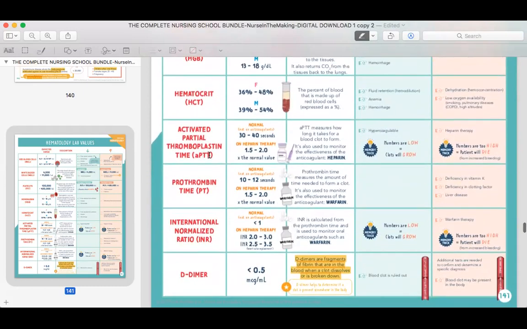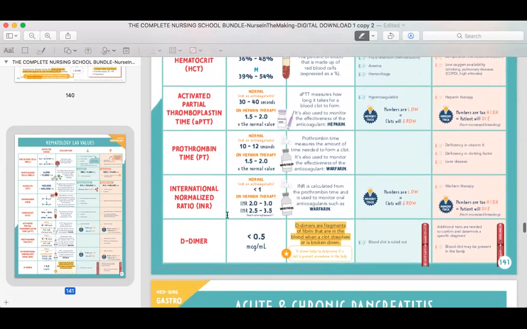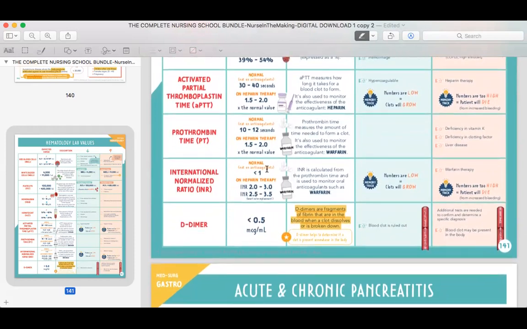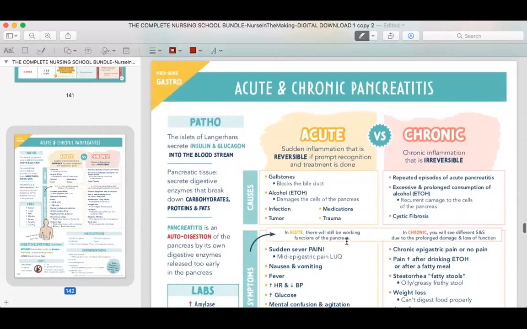PTT, these two T's, they make an H associated with heparin. PT, warfarin. INR is for heparin.